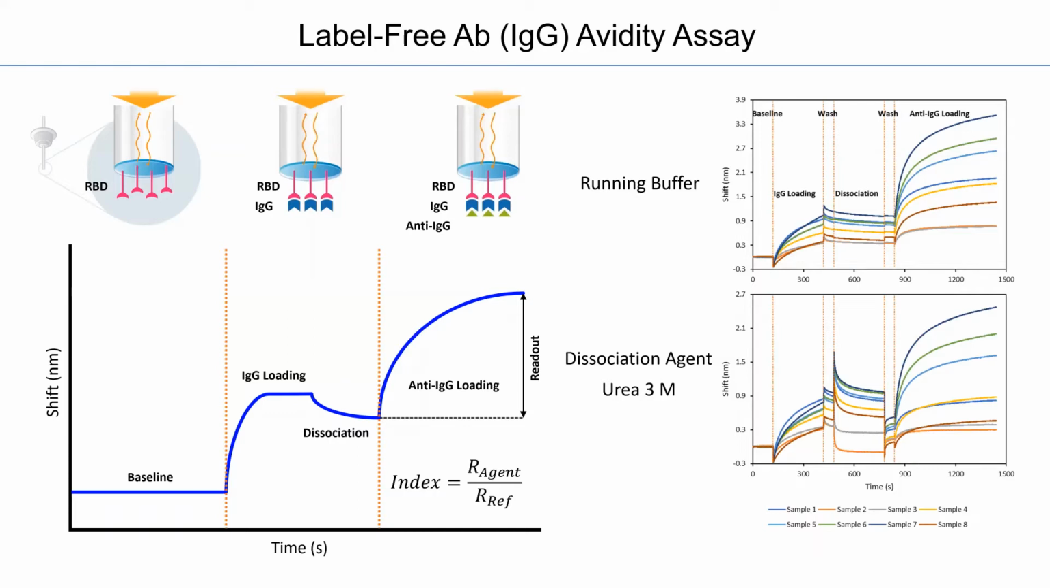To calculate the avidity index, we just need to calculate the ratio of the readout using a dissociation reagent versus the readout with just running buffer. And this gives us the percentage of the immune complex remaining on the probe surface. And some real data are shown on the right. As we see, 8 samples are measured in parallel, and in the dissociation phase, with running buffer, you see very minimal signal decrease. But when we apply the dissociation agent, urea, you see significant signal decrease, which means the dissociation of the immune complex on the sensing probe surface.